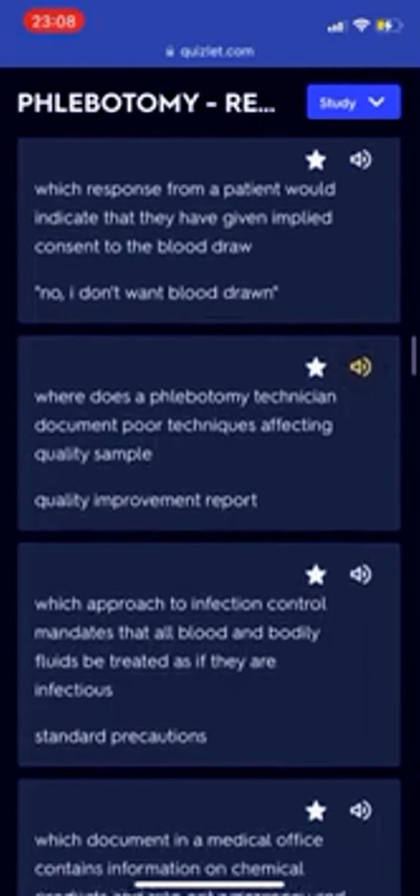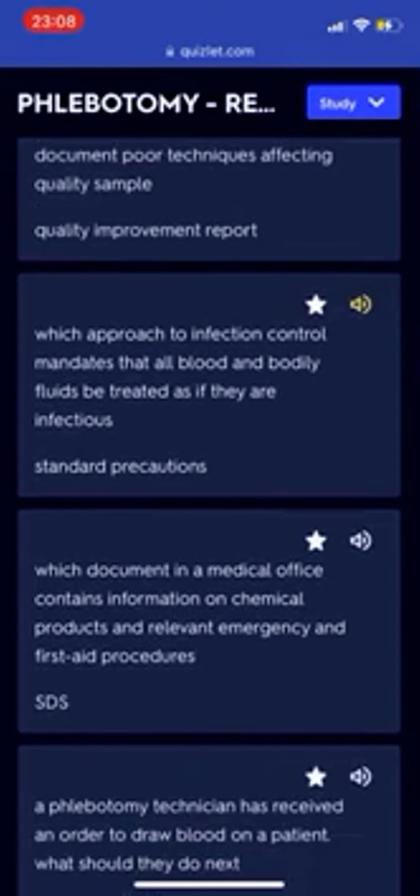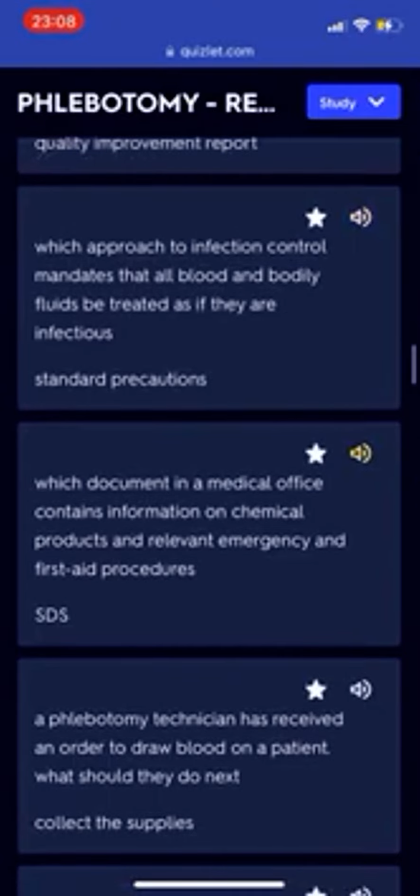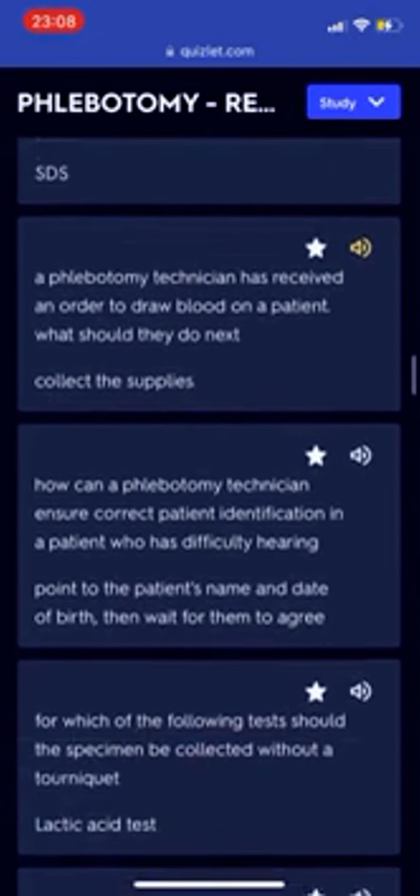Where does a phlebotomy technician document poor techniques affecting quality sample? Quality improvement report. Which approach to infection control mandates that all blood and bodily fluids be treated as if they are infectious? Standard precautions. Which document in a medical office contains information on chemical products and relevant emergency and first aid procedures? SDS. A phlebotomy technician has received an order to draw blood on a patient. What should they do next?